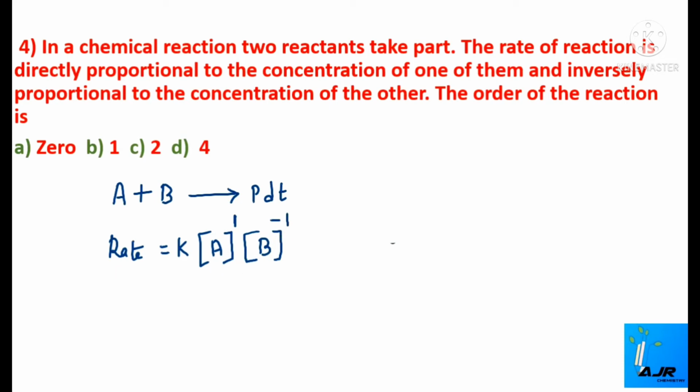So this is the format. Rate is directly proportional to the concentration of one reactant, and inversely proportional to the concentration of the other reactant. Now they are asking you to find the order of the reaction. What is the order of the reaction? Order is the sum of the powers of the concentration terms. This is the concentration of one reactant and this is the concentration of the other reactant. So order is equal to 1 plus, it is the sum, isn't it, the sum total, -1. So this is equal to 0. So the order of the reaction is 0. So option A.